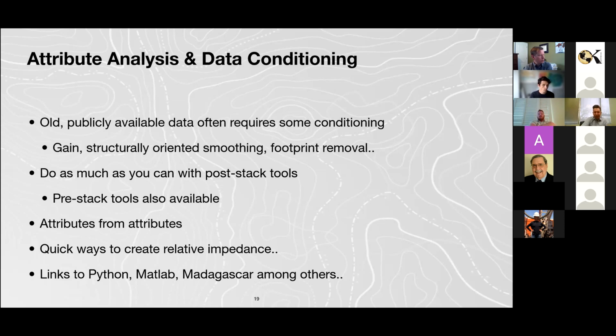Often we find that publicly available data, which may or may not be old, might sometimes need data conditioning. You might want to apply some sort of gain correction. We can apply structurally oriented smoothing, footprint removal, anything like that. It's always good to start off with conditioning your data as much as you can. There are post-stack tools that you can use, but also pre-stack is available. You could do some filtering of pre-stack gathers and so forth.